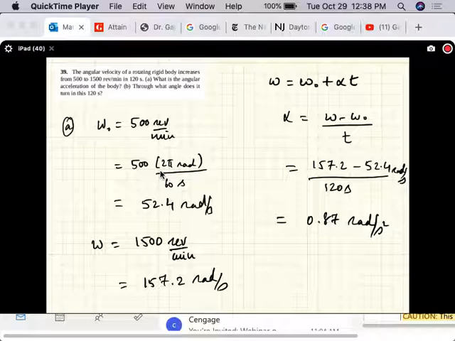So that's alpha. And you guys remember 1 radian is roughly 60 degrees, so 0.87 radians is about 50 degrees a second squared. That's what that means.